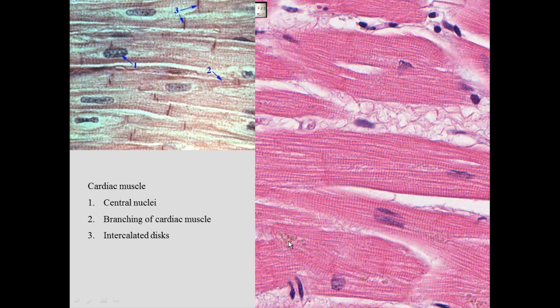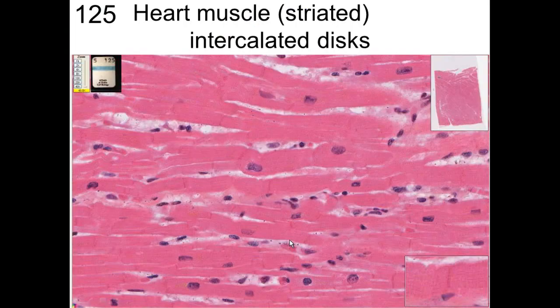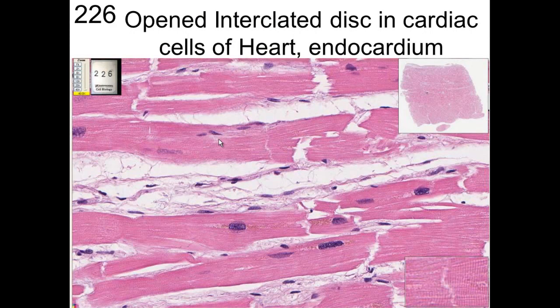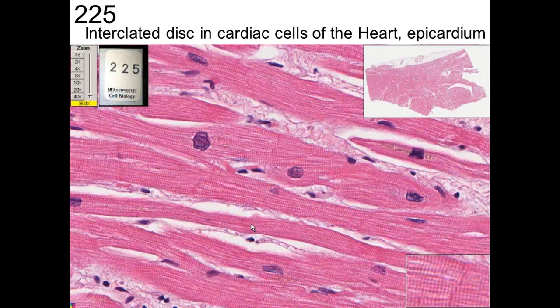Also in the heart we see some lipofuscin. Lipofuscin is characteristic of old heart. In slide 125 we can see the intercalated disc very nicely and the sarcomeres within. So here we see the lipofuscin, which, remember, is the undigested lysosomal material. And here we see them in the cardiac muscle as well.